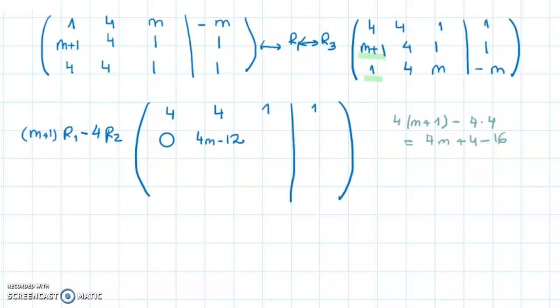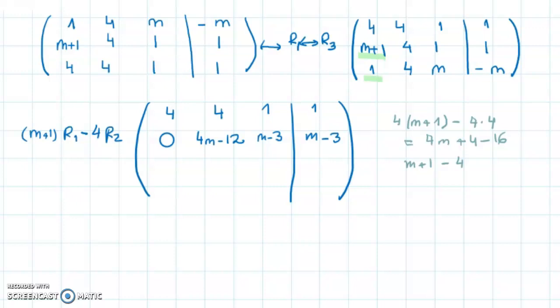For the next entry, I'm going to have m plus 1 multiplied by 1, so m plus 1, and then minus 4 multiplied by 1, so minus 4. So the third entry of the second row is m minus 3. And the last entry is also going to be m minus 3 because it's the same coefficients we are multiplying for the first row and for the second row. So this is our new second row.